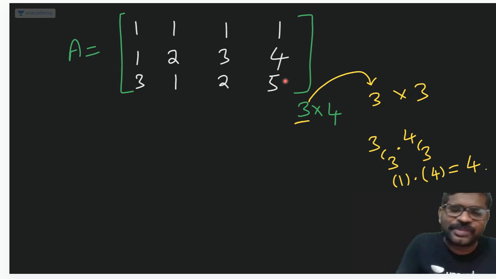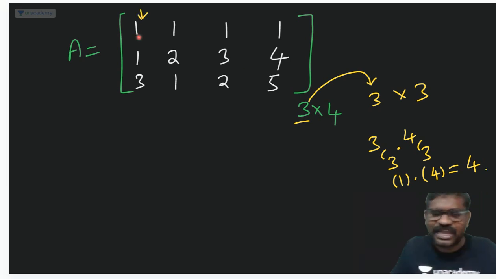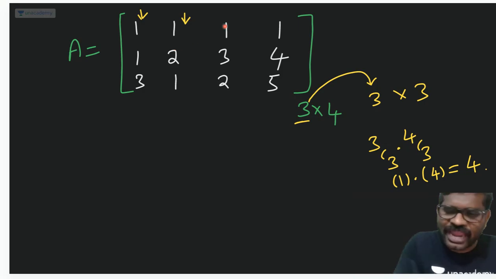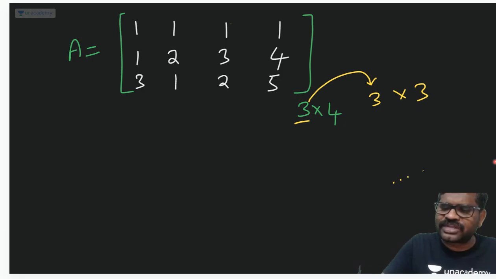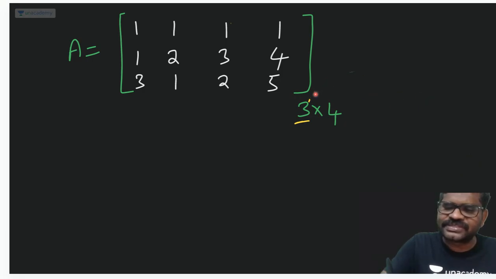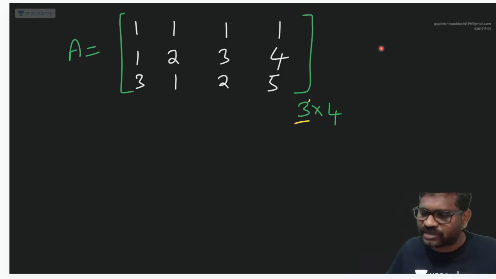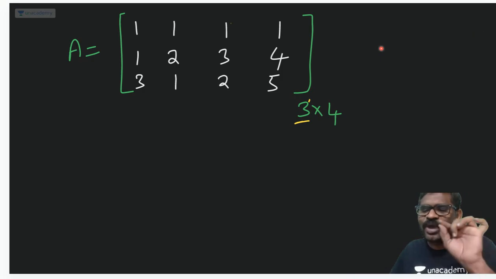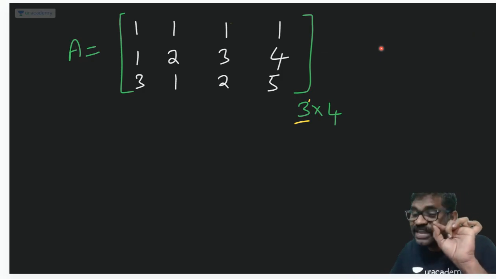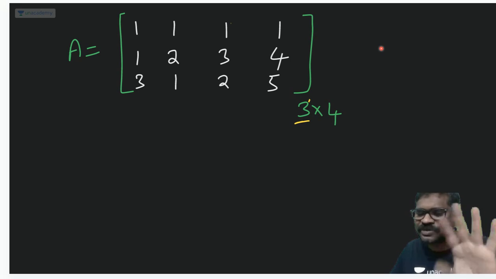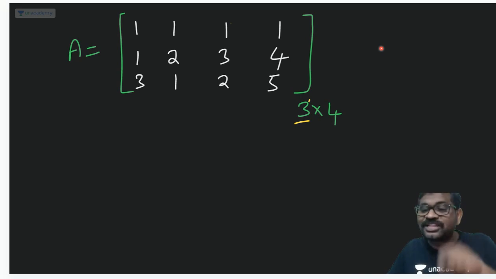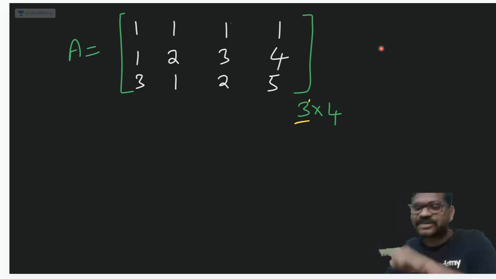How? Eliminate the first column, 1 minor. Eliminate the second column, 1 minor. Eliminate the third column, 1 minor. Eliminate the fourth column, 1 minor. Like that, you can generate 4 3 cross 3 minors. Sir, shall I check all 4 3 cross 3 minors? You need not check all of them. You have to check only one. If it is non-zero, your job is over. Suppose it becomes 0, then only we have to select another minor. That's my point.